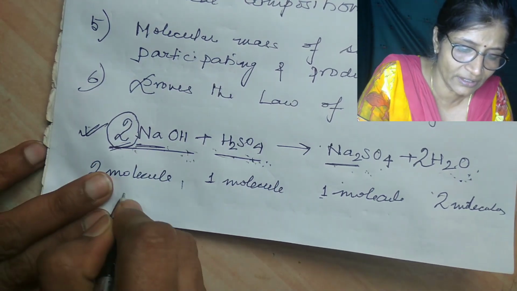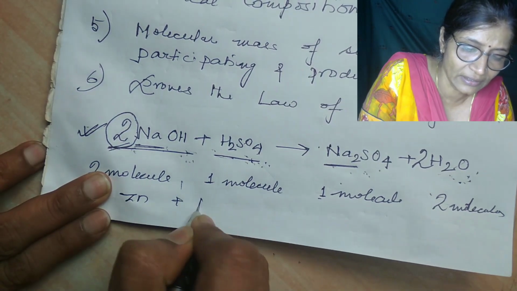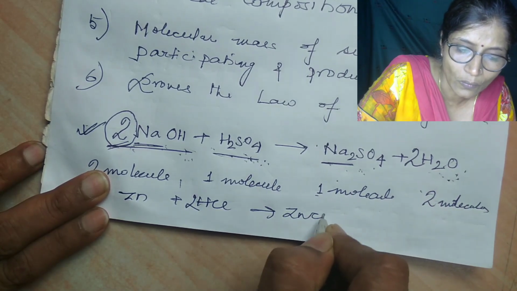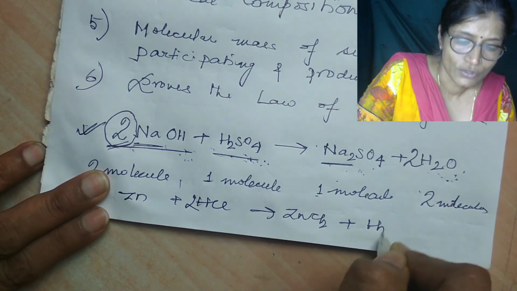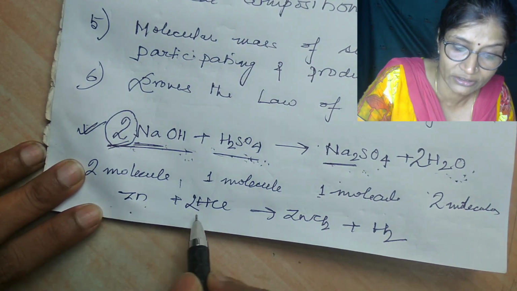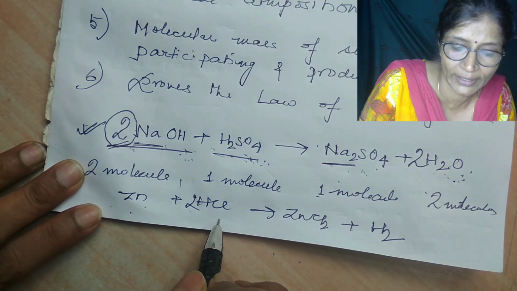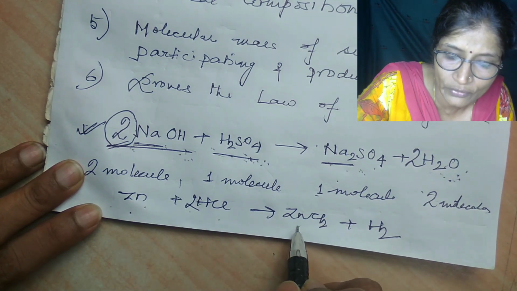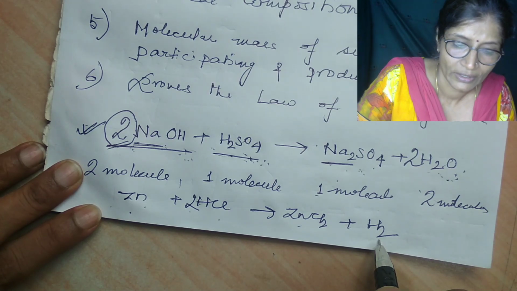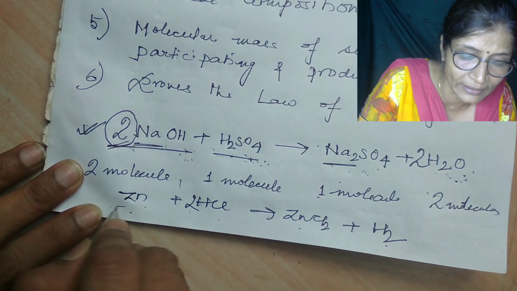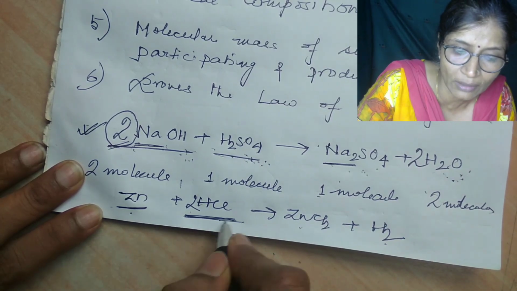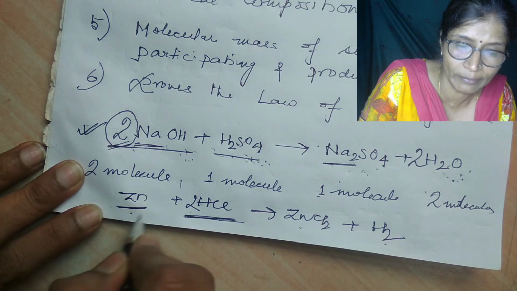Suppose I write here zinc, Zn plus HCl, balance it, then it will give ZnCl2 plus hydrogen. So this gives us the idea that one atom of zinc reacts with 2 molecules of hydrochloric acid, gives 1 molecule of zinc chloride and 1 molecule of hydrogen. This is 1 atom of zinc. This is 2 molecules of HCl, because it is a compound and this is an element.